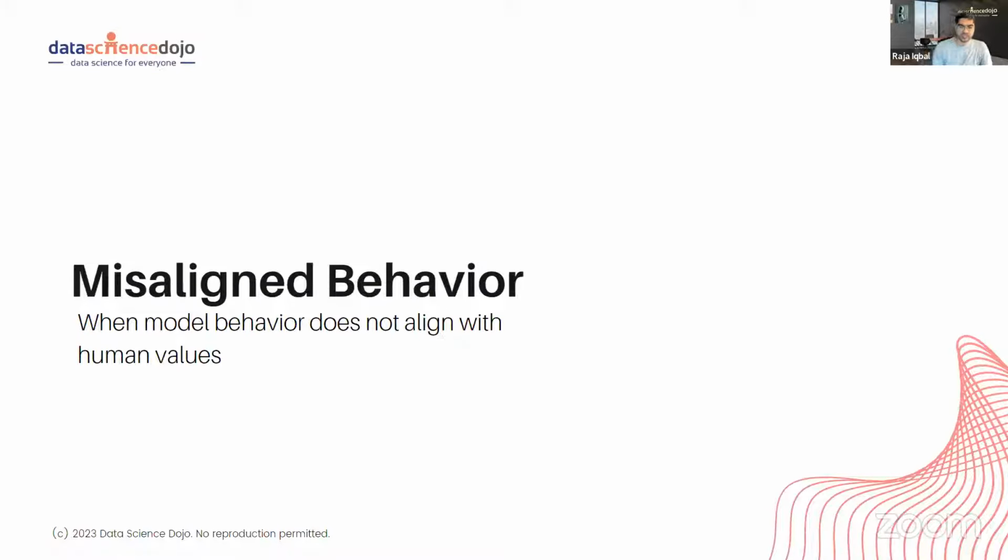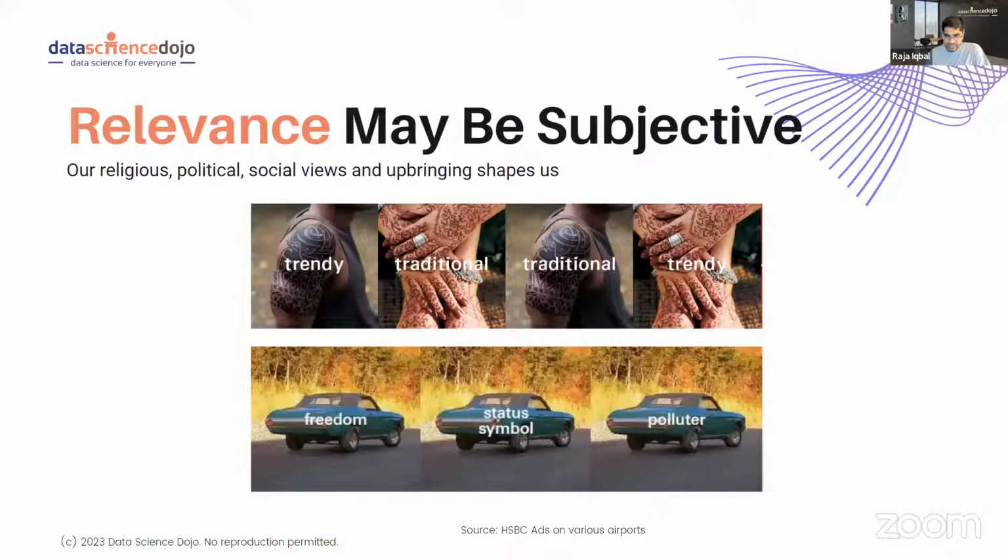So the first challenge is misaligned behavior. When you build an LLM, what if the model behavior does not align with human values? The question is, what does human value mean? Our religious, political, and social views and upbringing shape us.